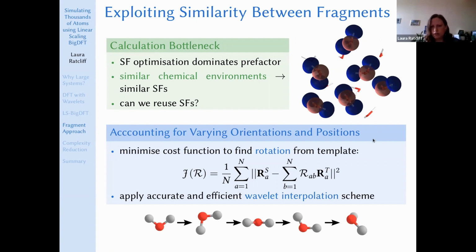So one of the ingredients we need to achieve that is to be able to account for varying orientations and positions in a system. So for example, in the water droplet, we've got water molecules at lots of different angles. So what we do is we minimize this cost function, which gives us a rotation matrix between some set of template coordinates and some final system coordinates. If it's a purely rigid transformation, then this cost function J gives us a value of 0. If there's some kind of distortions in whatever it is that we're rotating, then we end up with a non-zero value. But once we've used this to find the appropriate rotation to apply, we then have a wavelet interpolation scheme, which will actually perform this rototranslation of the support functions.